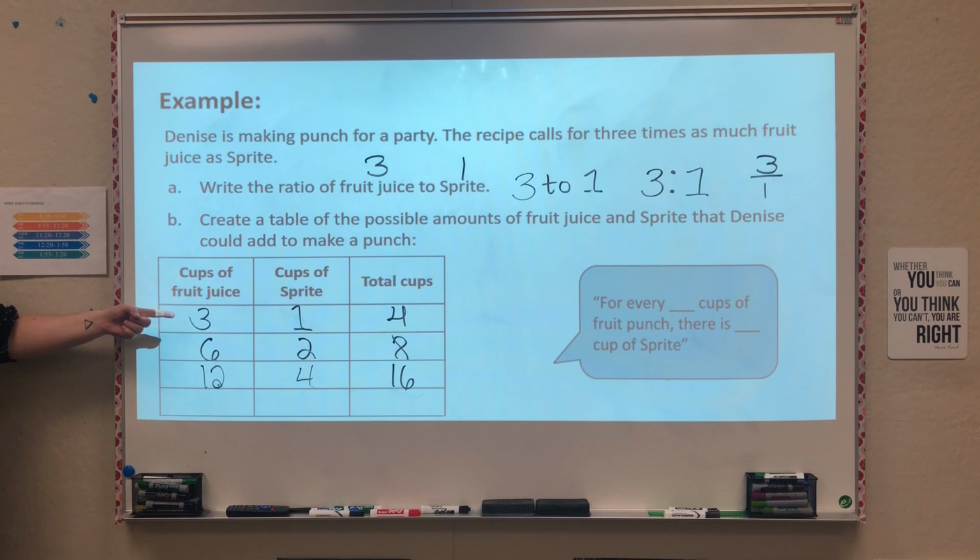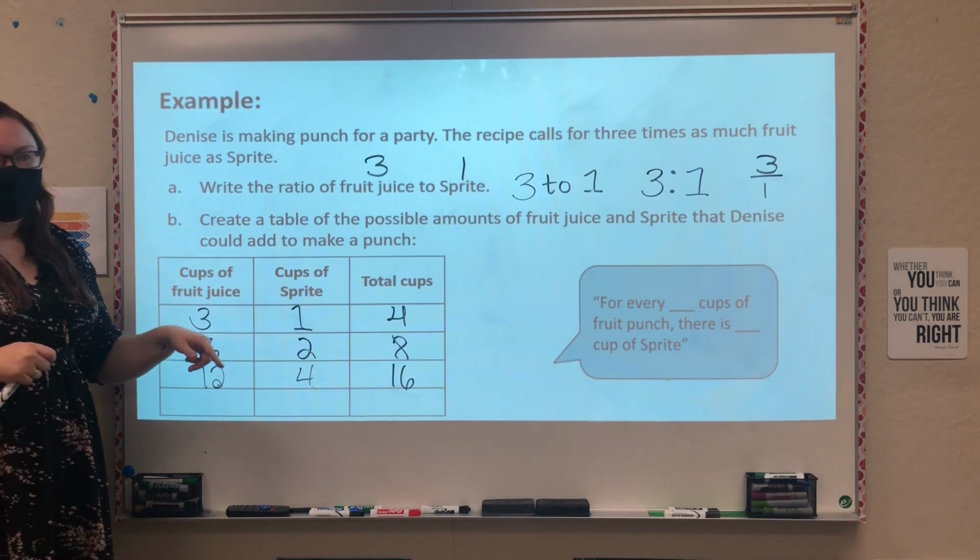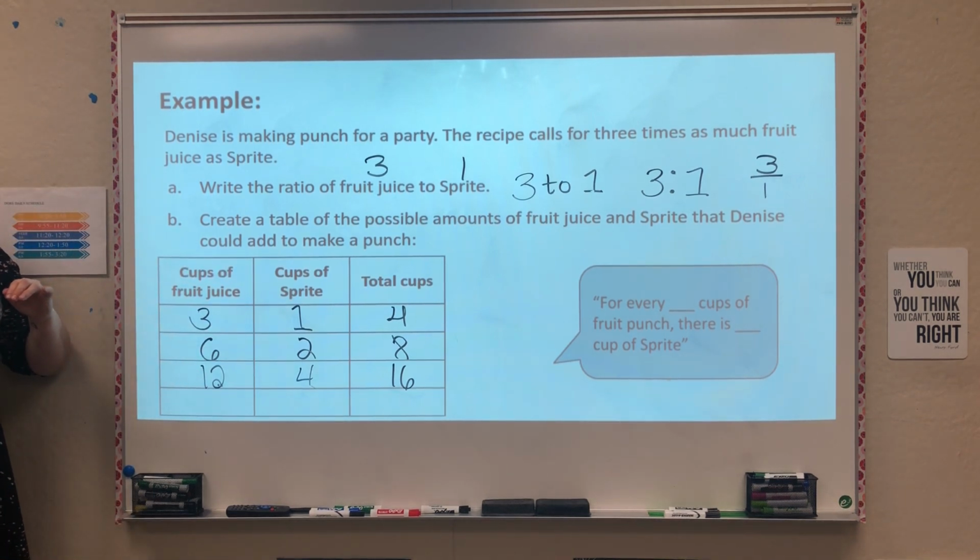I heard you were saying we can count up. So we could go 3, 6, 9, 12, and keep going with that pattern. What type of math is that when you're counting up by something? Addition. So one way we can keep creating this table is by using addition.